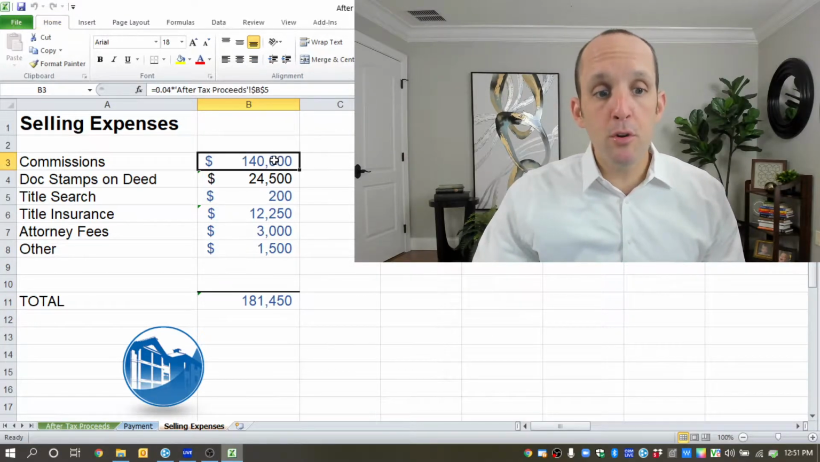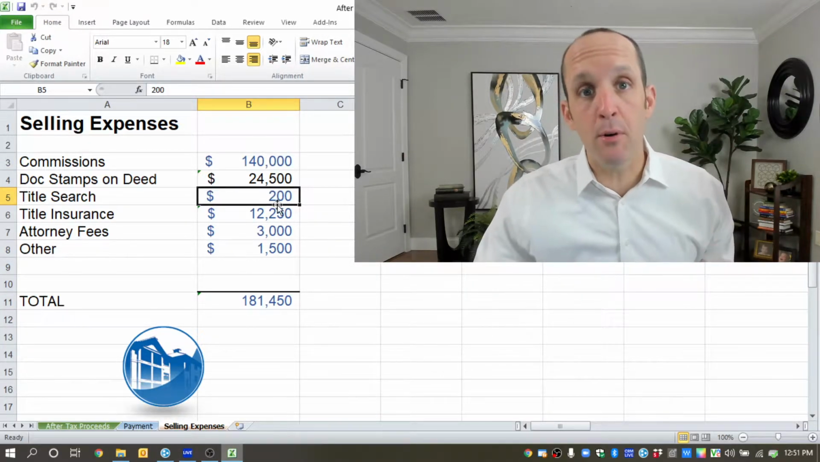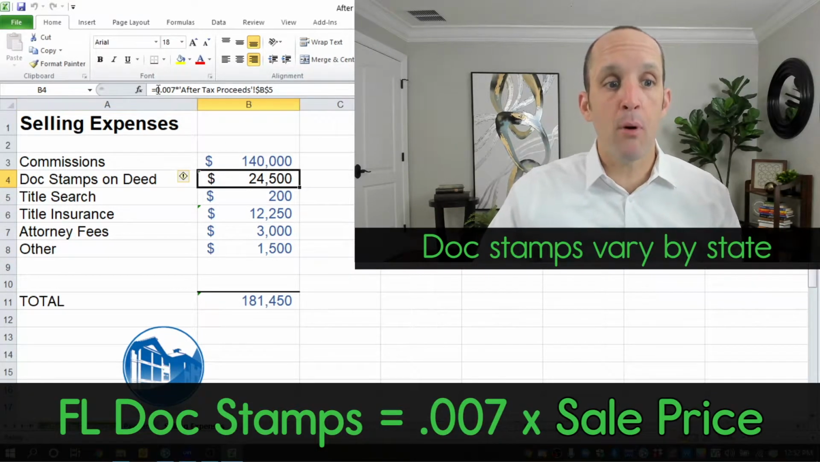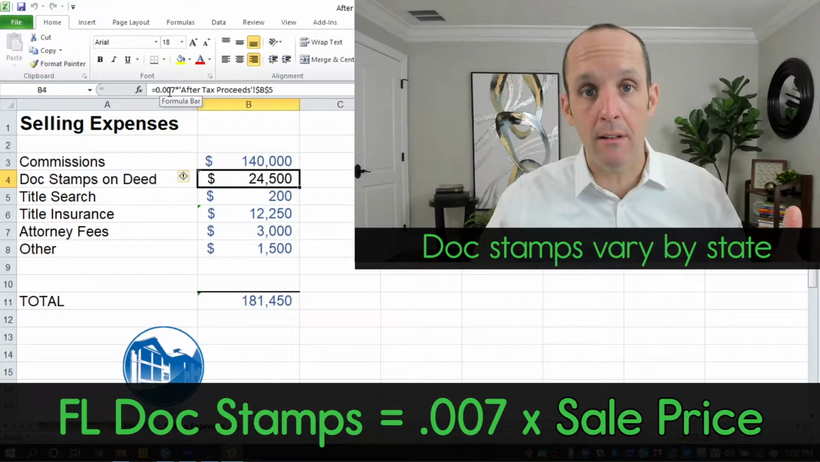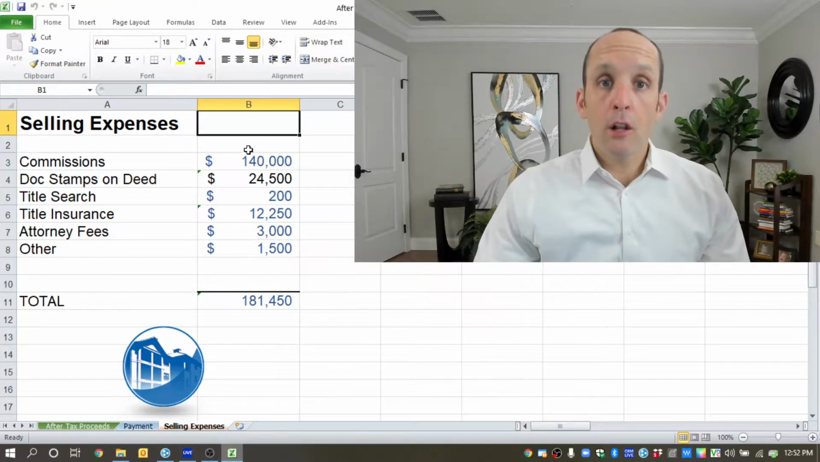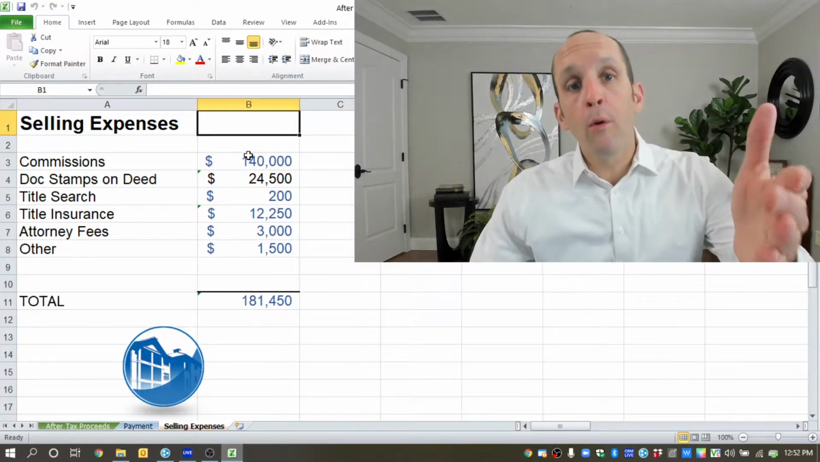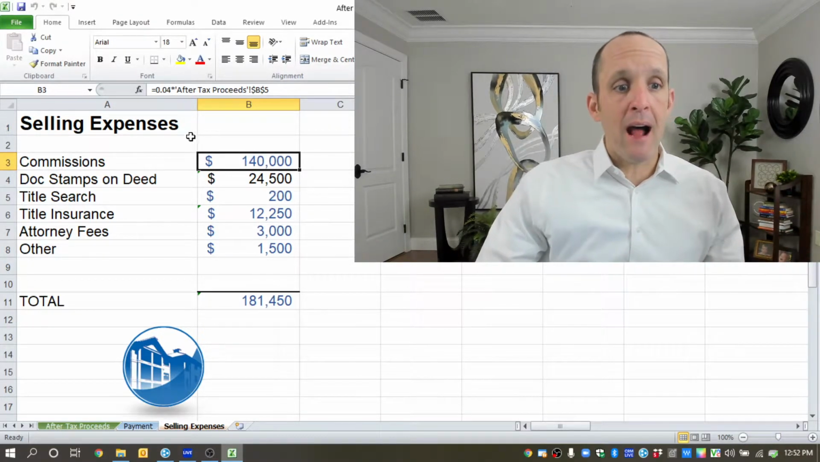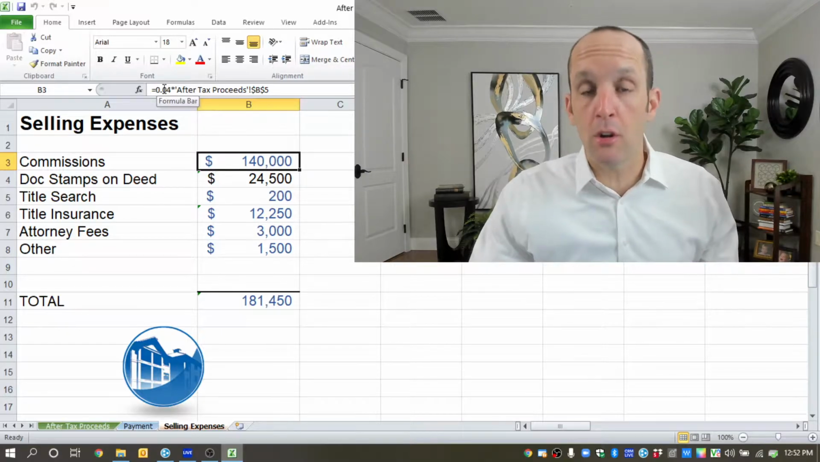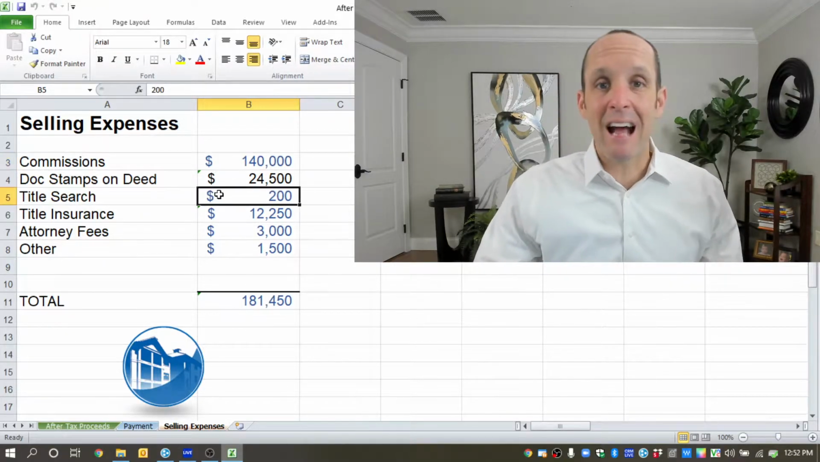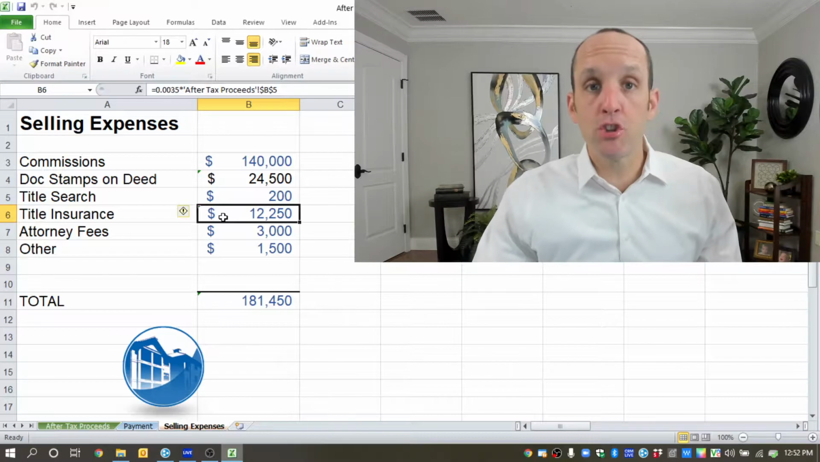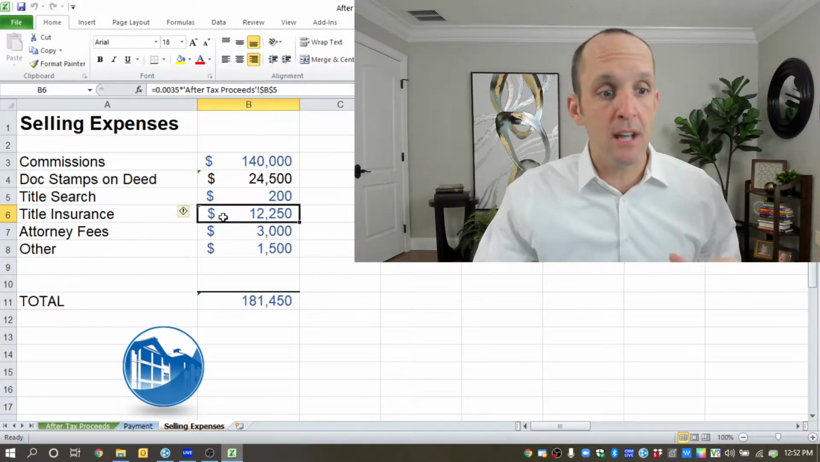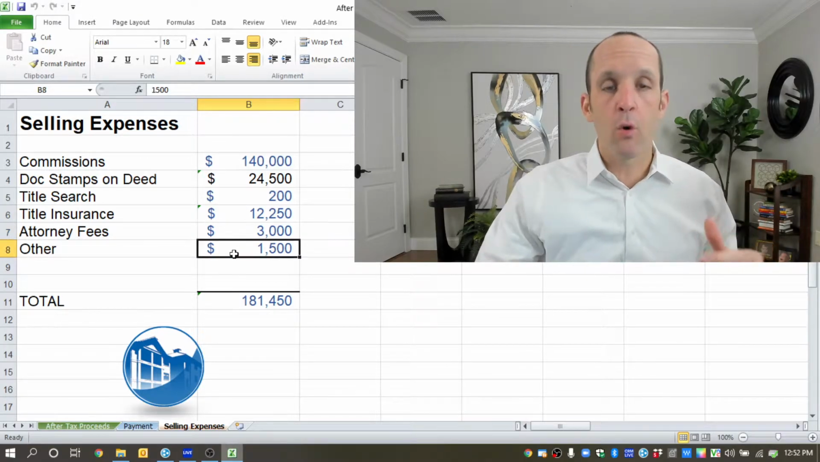Again, each of the blue numbers are numbers that you need to input. There's one black number, which is doc stamps, which is typically 0.007 times the sale price. For all of the blue numbers, you'll know more about your transaction and what you need to put in there. For this specific scenario, I assumed 4% commission on a $3.5 million deal, title search fee, title insurance. This is probably around the amount you'd pay for a $3.5 million sale, attorney fees, and of course, other could be whatever.